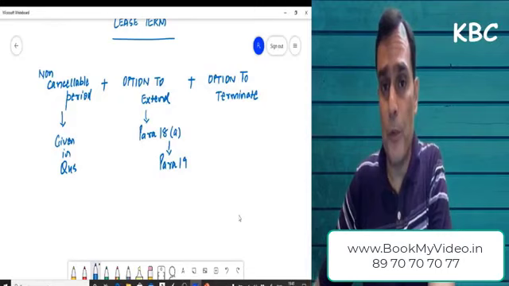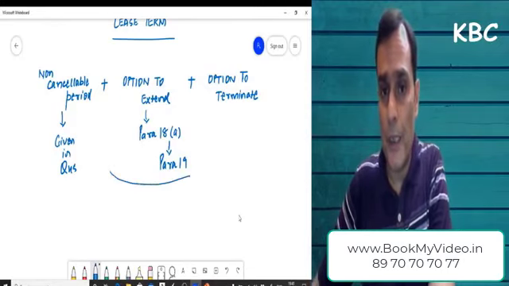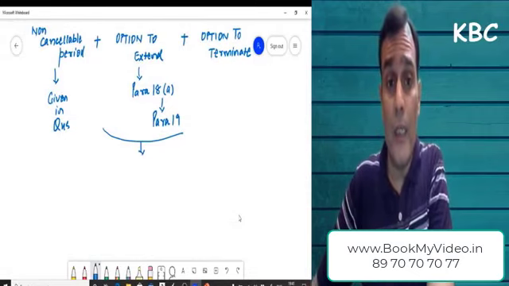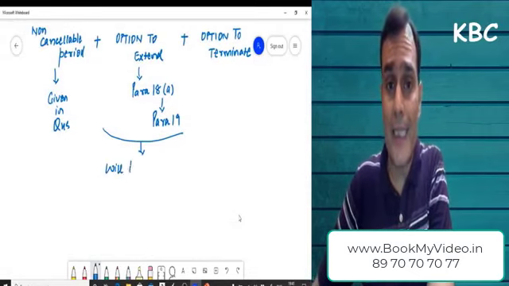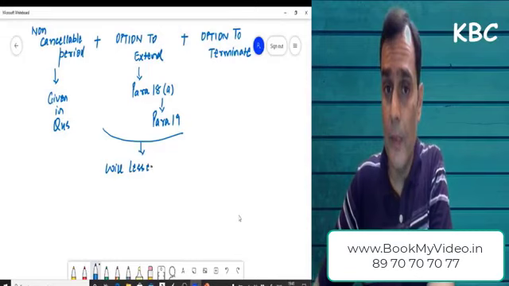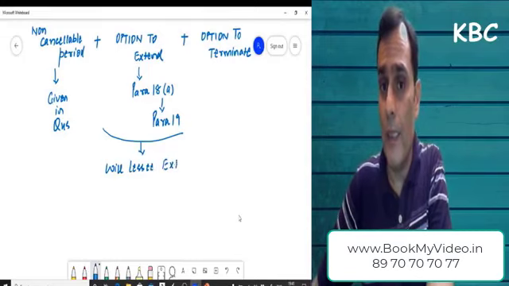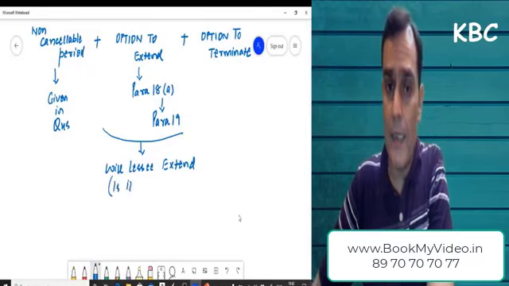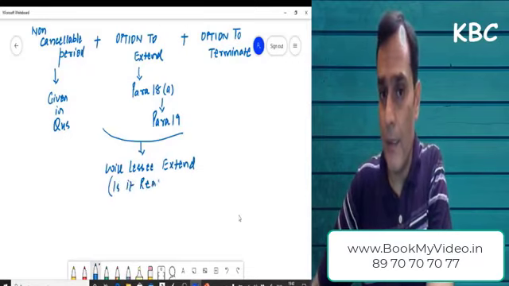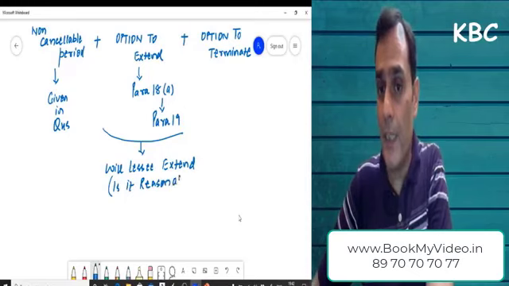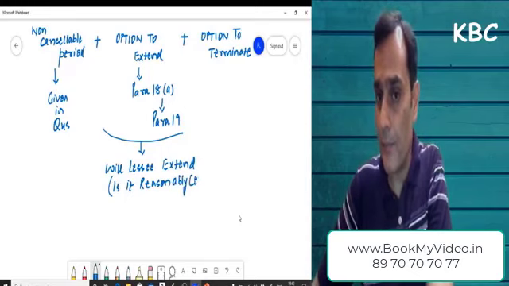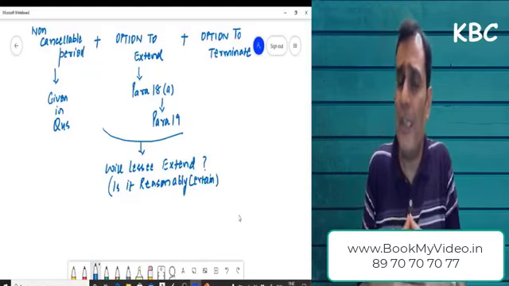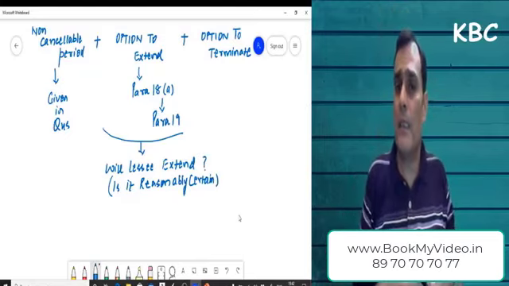In terms of option to extend, what do you need to see? You need to basically see: will the lessee extend? Is it reasonably certain that he will extend? So you need to basically evaluate, will he extend? Do you feel that it is reasonably certain that he will extend?